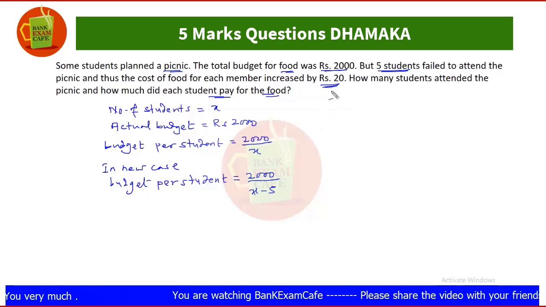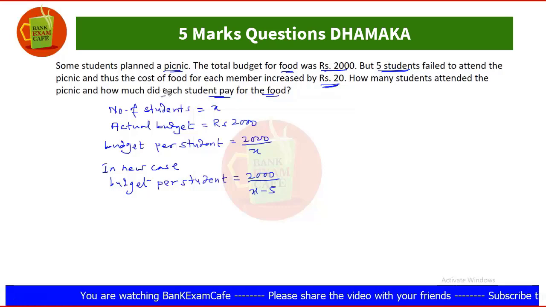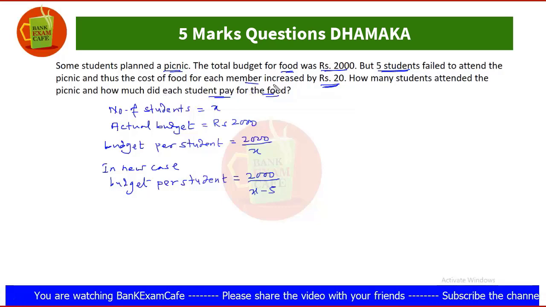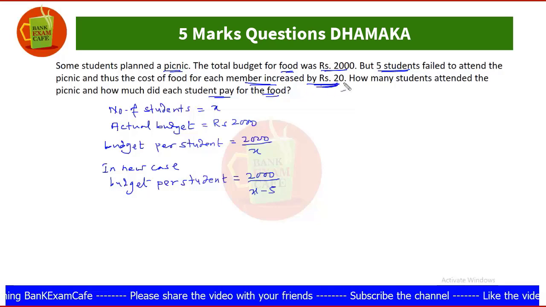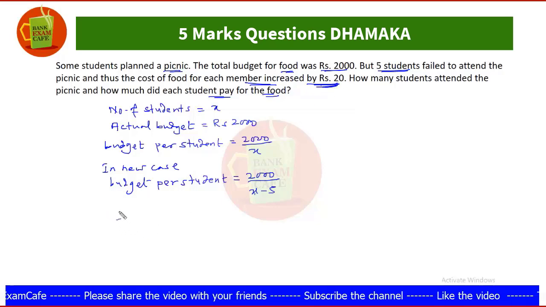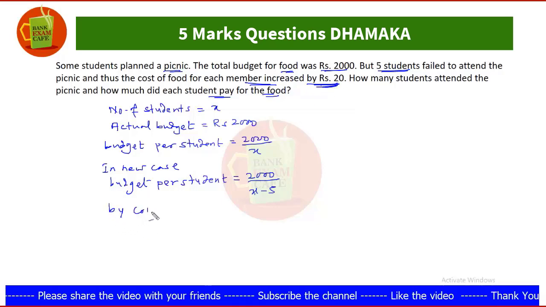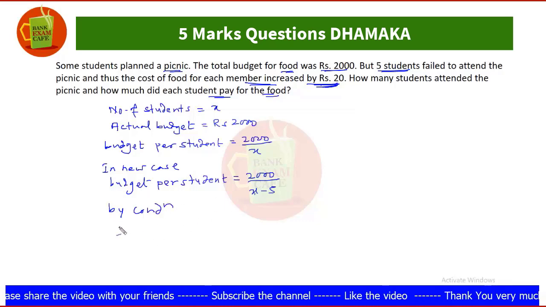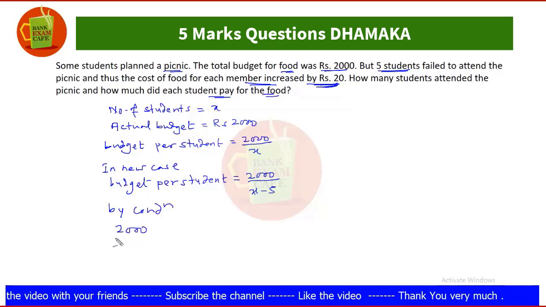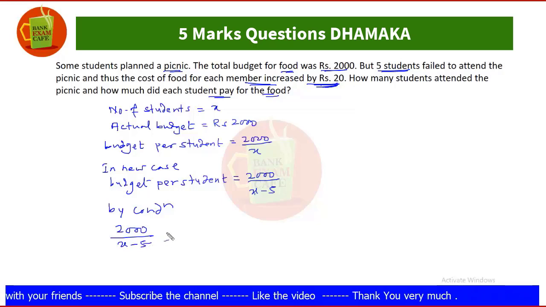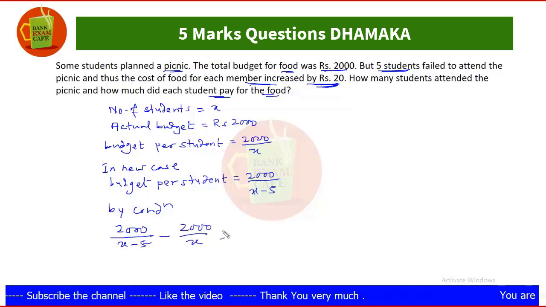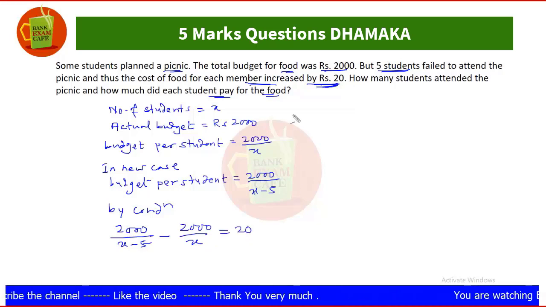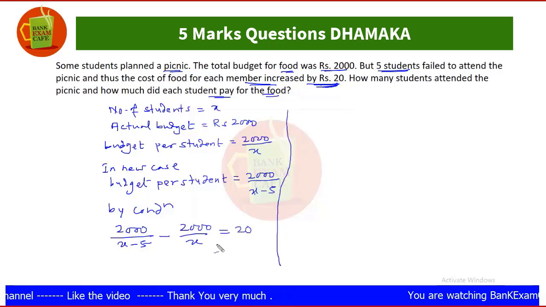And here it is said that because 5 students failed to attend the picnic, each member's budget was increased by rupees 20, and therefore by the condition we can write 2000 upon x minus 5 minus 2000 upon x is equal to 20. Now we will solve this equation.